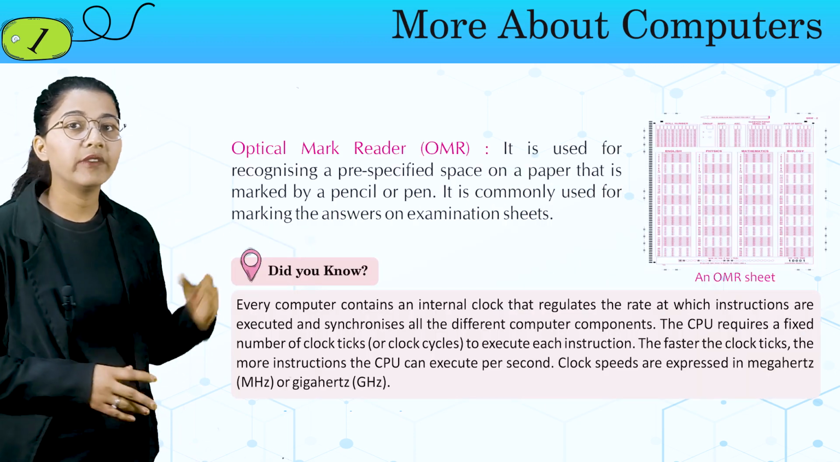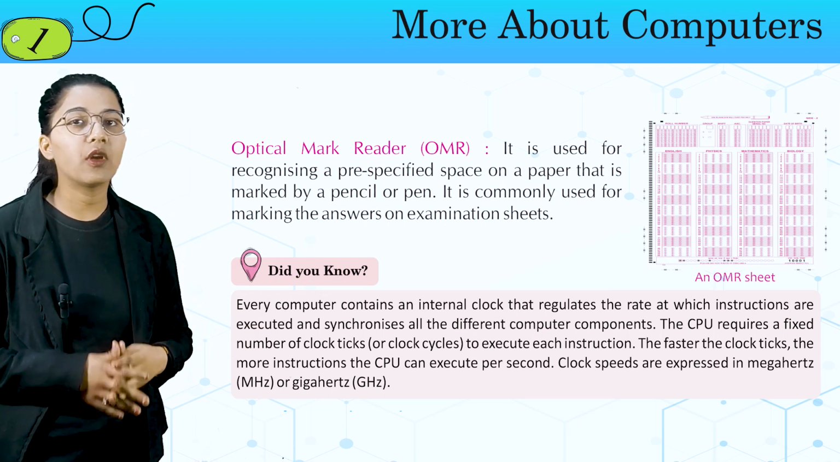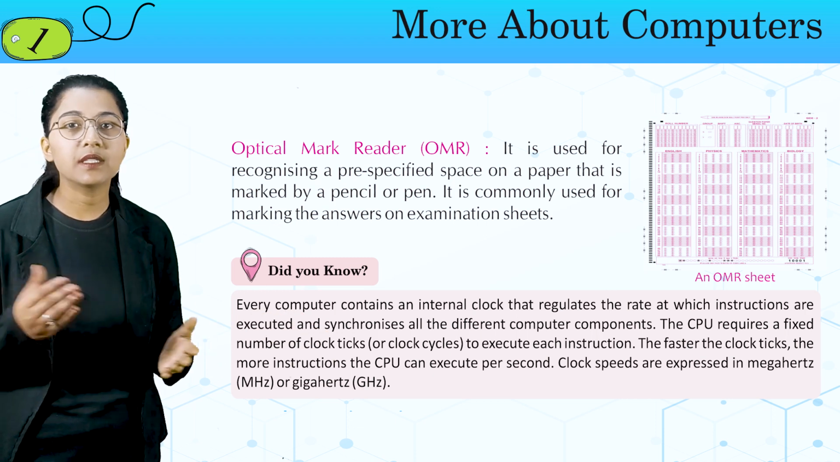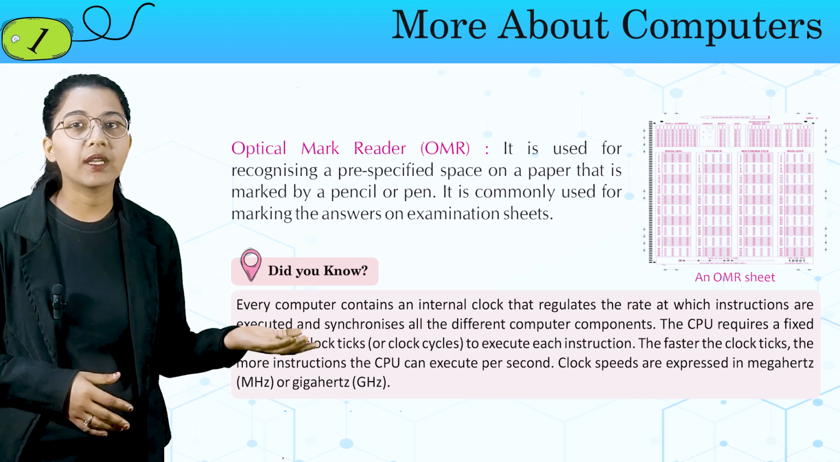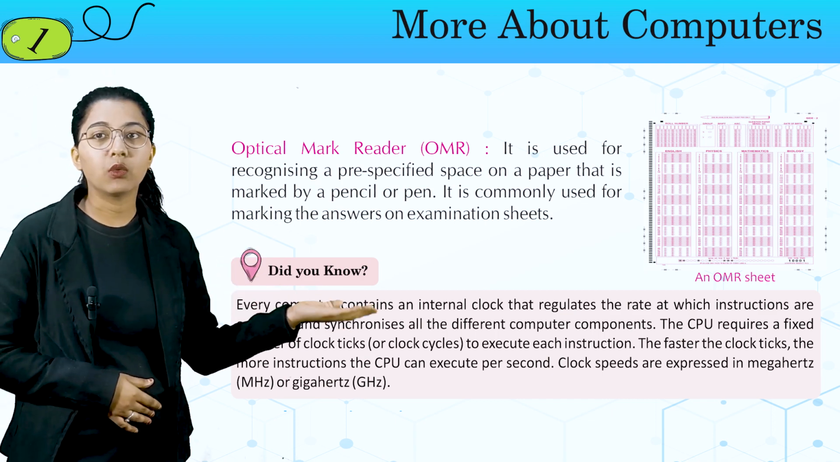Now next we have optical mark reader, that is OMR. It is used for recognizing a pre-specified space on a paper that is marked by a pencil or pen. It is commonly used for marking the answer on examination sheets. Here you can see the picture of an OMR sheet.